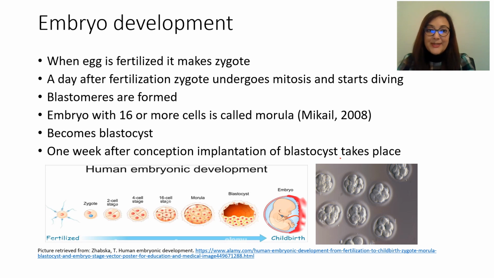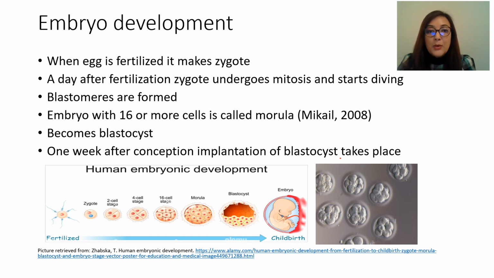The development of zygote into a blastocyst involves several stages. As we can see here in the picture, when a sperm fertilizes an egg, the zygote is formed. Within hours of fertilization, the zygote begins to divide into 2 cells, and then 4 cells, and so on, which is called cleavage. As the cells continue to divide, they form a compact ball of cells called morula.